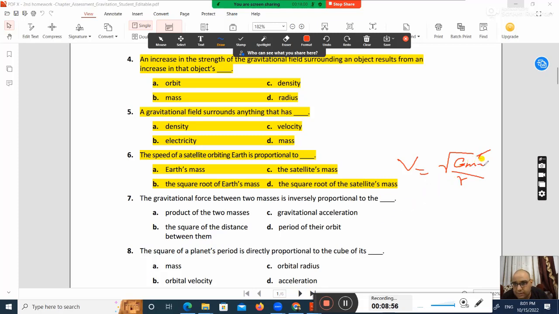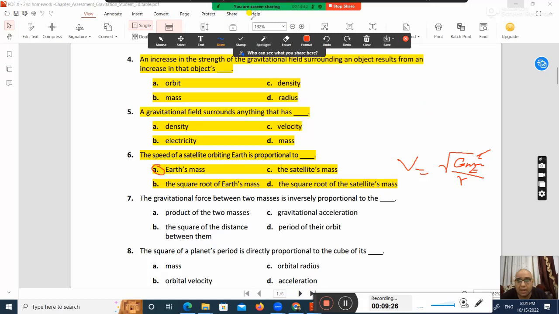The speed of a satellite orbiting Earth is proportional to Earth's mass. The satellite mass is not included. The mass of the object which revolves around another one is not included in calculating its velocity. Is it the square root of the Earth's mass or the square root of the satellite mass?